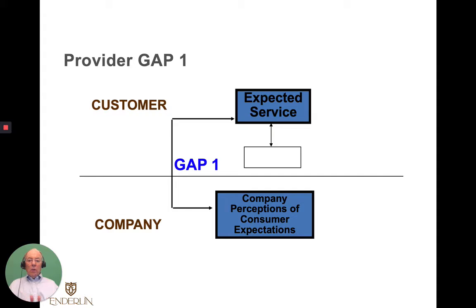So what we have here is the expected service of the customer, and then we have the company's perception of the consumer expectations. So we have a gap. In other words, the company doesn't understand the perceptions of the guest, of the potential customer. That's what we're looking at here as being the challenge for gap one.